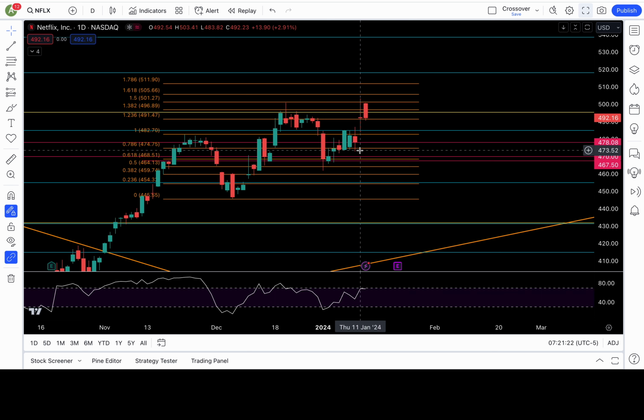Now, the next critical support level below 491.4 would be at 483.8. That's the mother candle's low. Below 483.8, bear bias, we are likely dropping a lot lower.